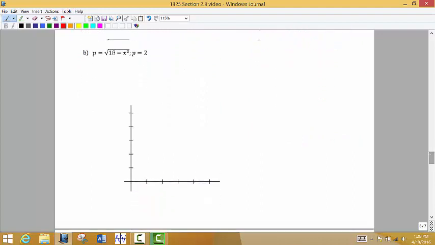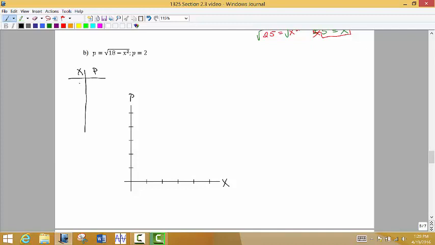Alright, so here we are given the demand function P is equal to the square root of 18 minus X squared. And we're asked if the price is $2, then what is the quantity demanded? Okay. So once again, we're going to make a table for our P values. So this is going to be P, this is going to be X.